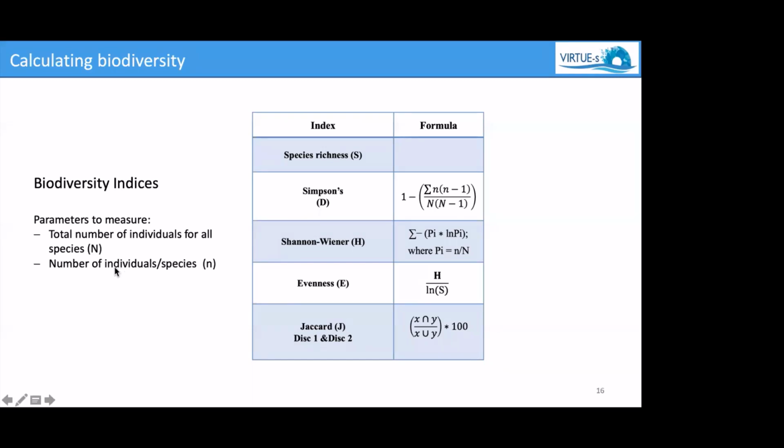Okay, so we have here the different indices of diversity which are usually used in ecology. And for high school students, these are easy to calculate. We have species richness, Simpson's, Shannon-Wiener, evenness, and the Jaccard index, which is a Jaccard index of dissimilarity or similarity, wherein we can compare the organisms or the species which are found in two disks. And these are the formula.